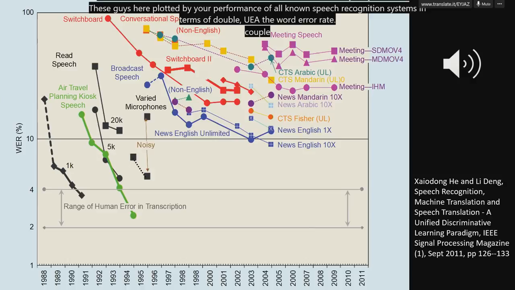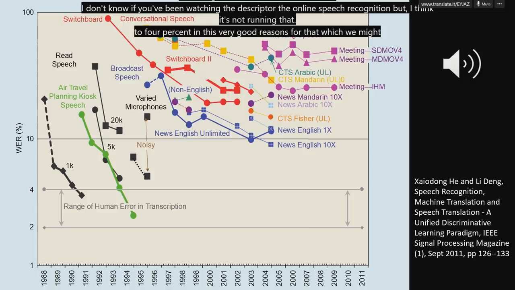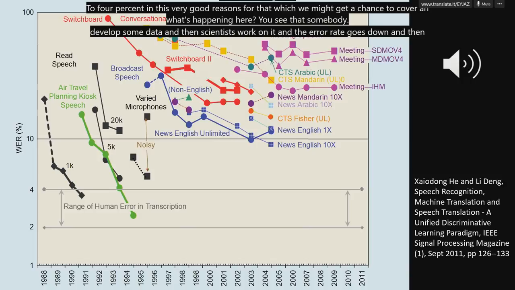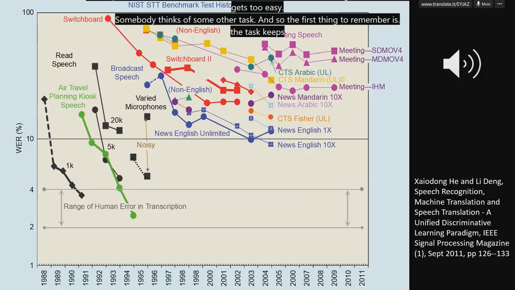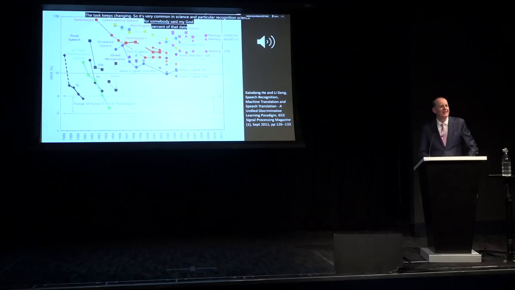This is the range of human transcription error, according to them, between 2 and 4%. I don't know if you've been watching the online speech recognition, but I think it's not running at 2 to 4%, and there's very good reasons for that, which we might get a chance to cover. And what's happening here, you see that somebody develops some data, and then scientists work on it, and the error rate goes down. And then it gets too easy, and somebody thinks of some other task. So the first thing to remember is the task keeps changing, right? So it's very common in science, particularly recognition science, for somebody to say, "Oh, I got 4% on that data set." And what data set? Because it makes a big difference.